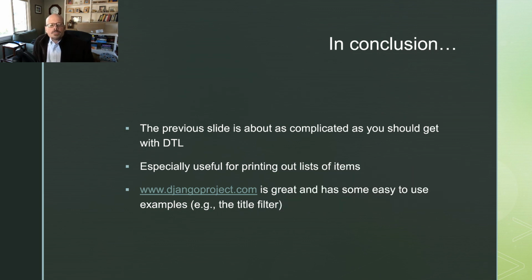So in conclusion, the previous slide is about as complicated as you should get with DTL. Honestly, you don't want to get too crazy with it, but it's probably most useful for printing out lists of items. You will, of course, also use the variables a lot. Again, remember putting spaces on either side of the variable names.